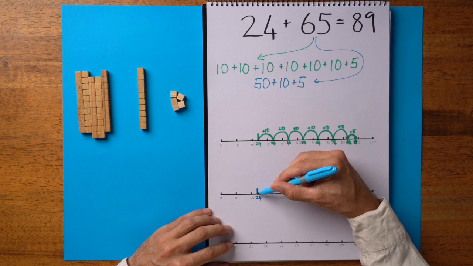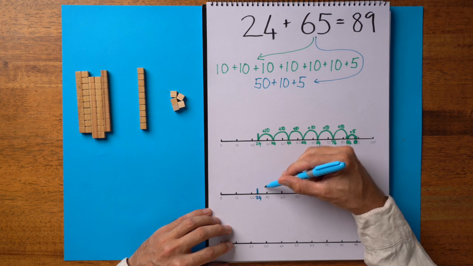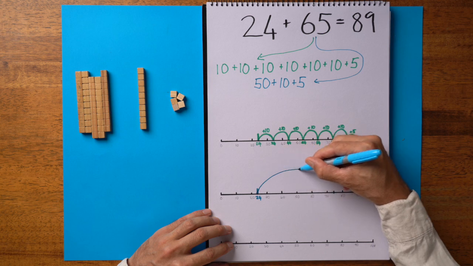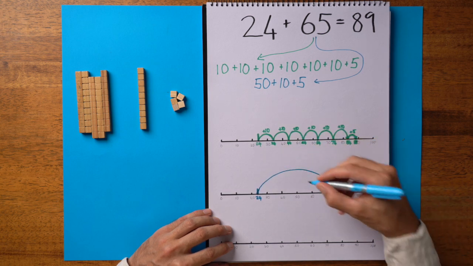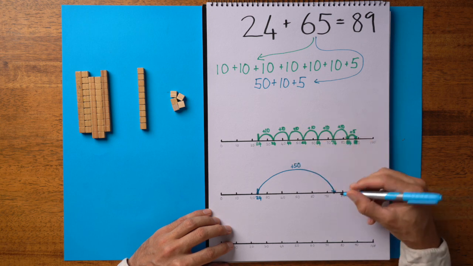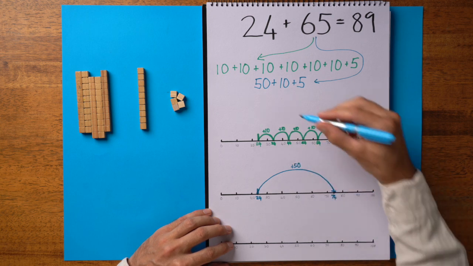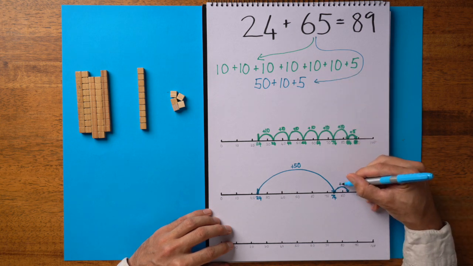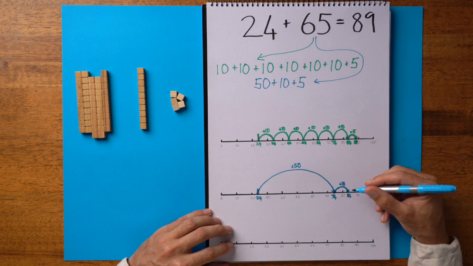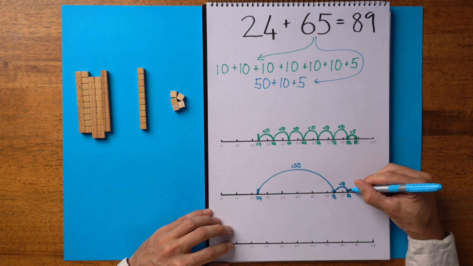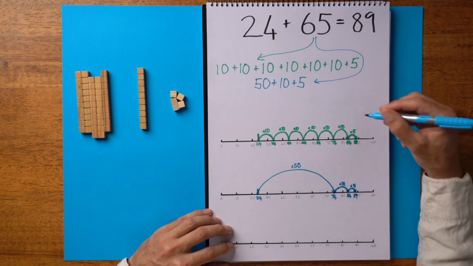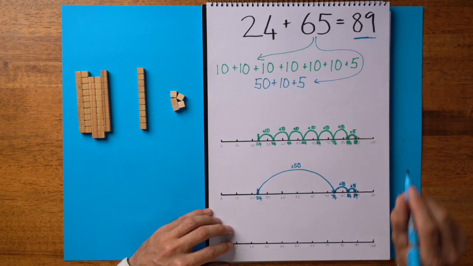Now, a jump of 50 is going to take us to 74. So it's going to take us to just here. Plus 50, 74. Then we have to add a 10, which will take us to 84. And then we have to add the last 5, which again will take us to 89. Same answer. As I mentioned before, it's really good to see some different ways that we can do this.